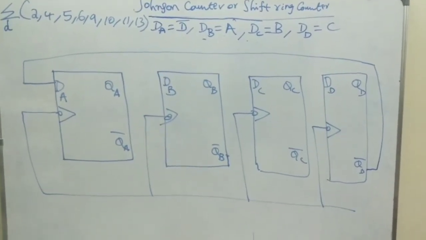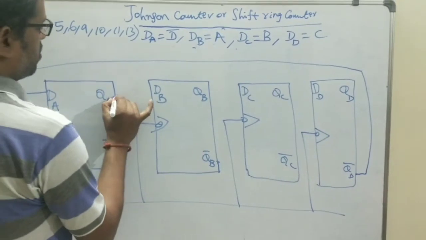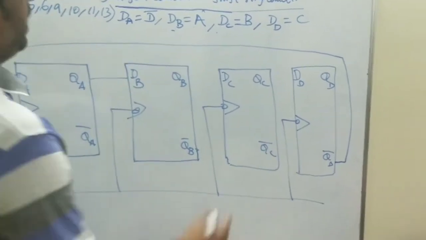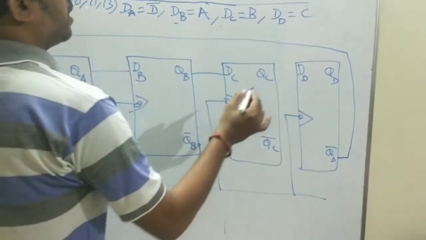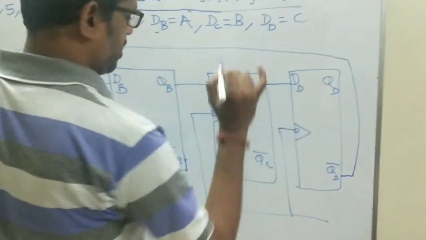What is DB? It takes the value from A. DC takes the value from B. DD takes the value from C.